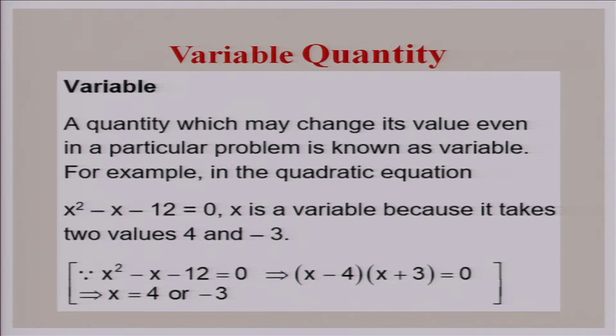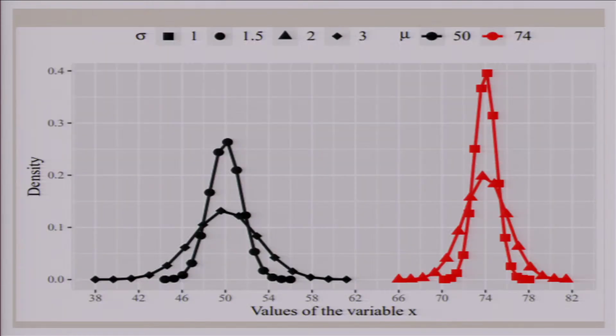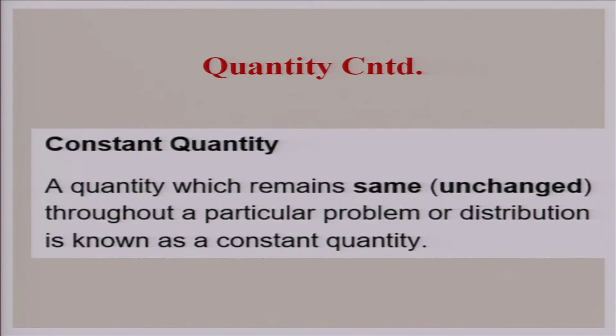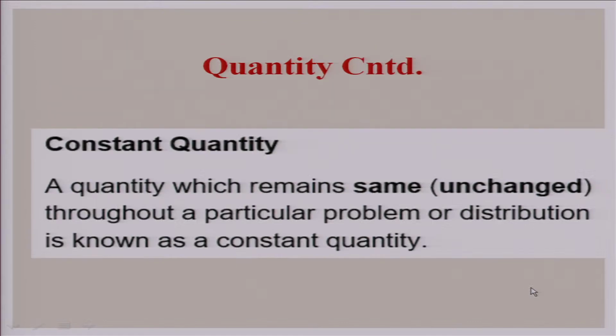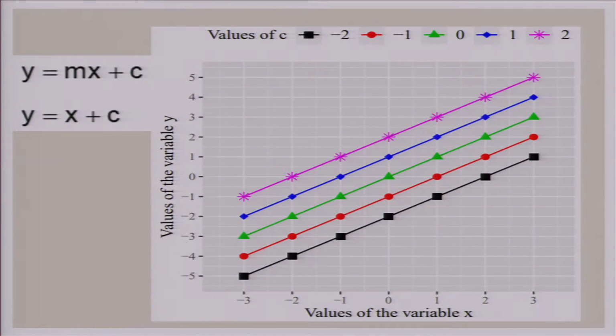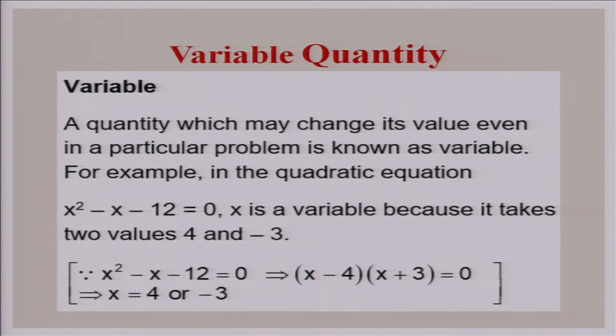Now the variable quantity. If you go to the earlier slide, we have discussed constant quantity. These are of two types, fixed constant and arbitrary constant. Now we come to the variable quantity, and it is of two types, continuous and discrete. A quantity which may change its value even within a particular problem is known as a variable.